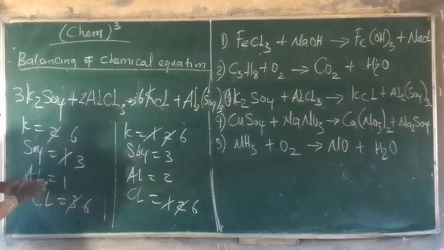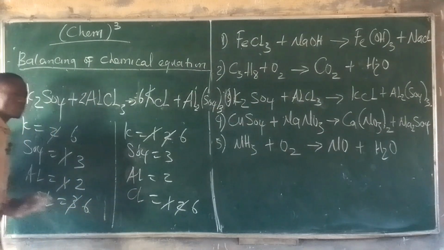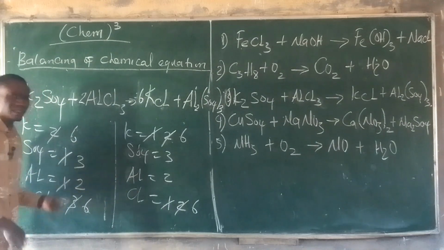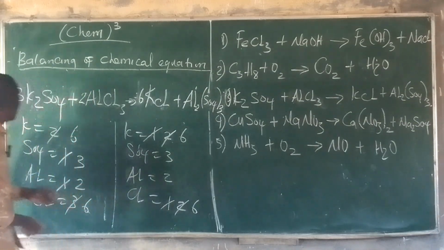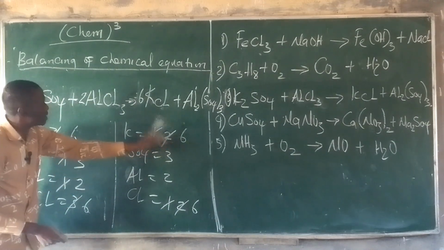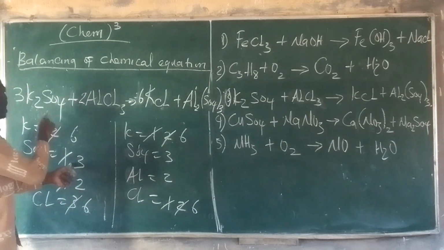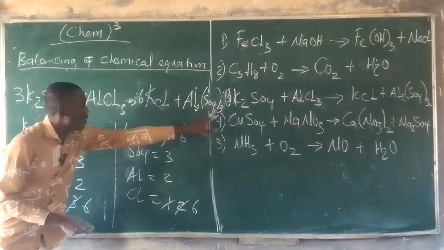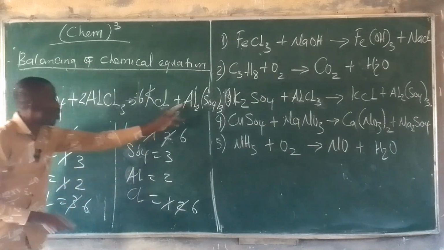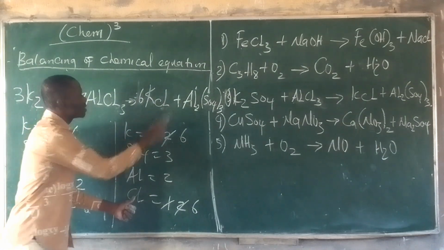Now, aluminium is what we have next. 2 times 1, that is 2. Aluminium is also 2 on this side. So you can see that what you have on this side, you have on this side. Let's cross check our equation again. Now we have potassium is 6, 3 times 2 is 6. Potassium is 6, 6 times 1 is 6. The tetrasulfate is 3. 3 times 1 is 3. Over there is also 3 times 1, 3. Aluminium is 2. 2 times 1 is 2. Over there is 2. Chlorine is 6. 2 times 3 is 6. Over there, 6 times 1 is 6.